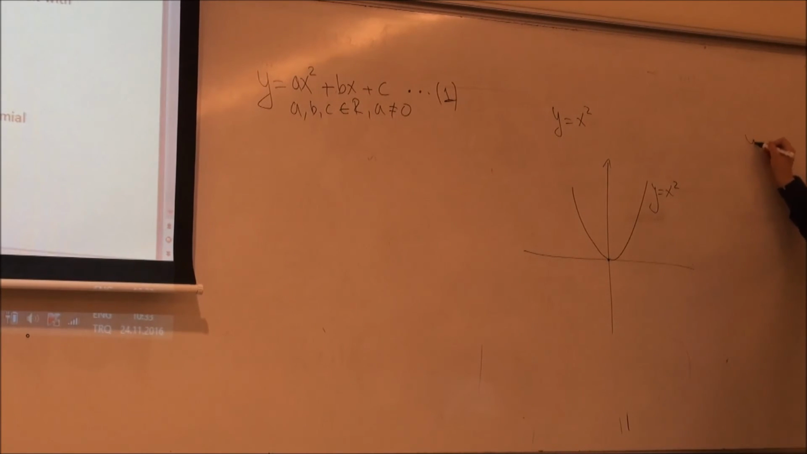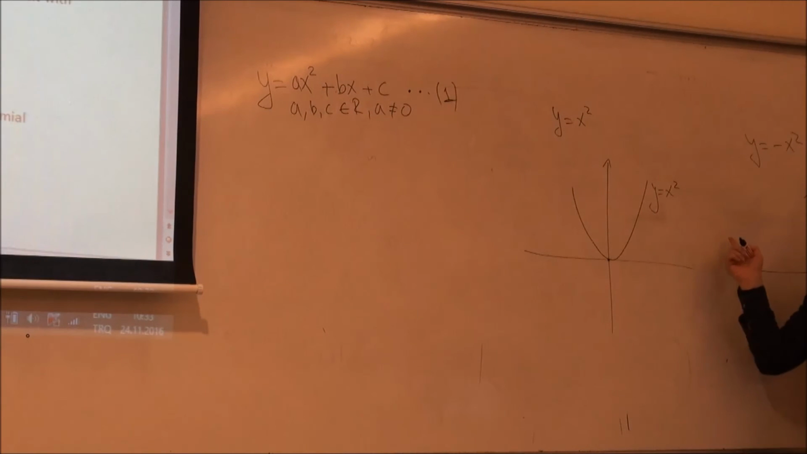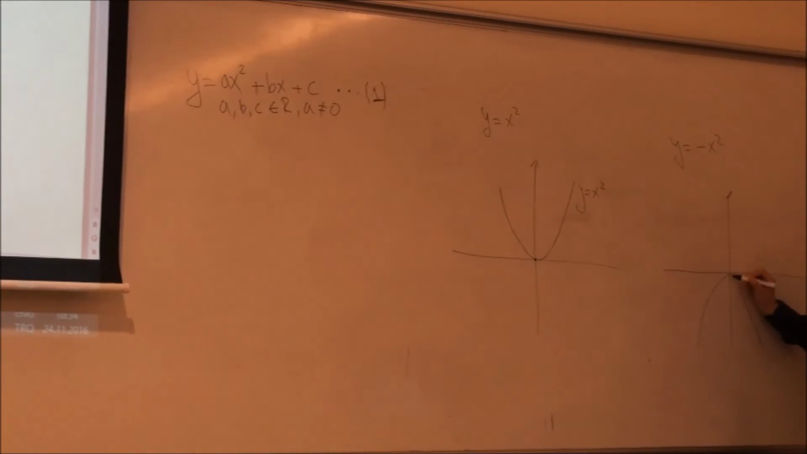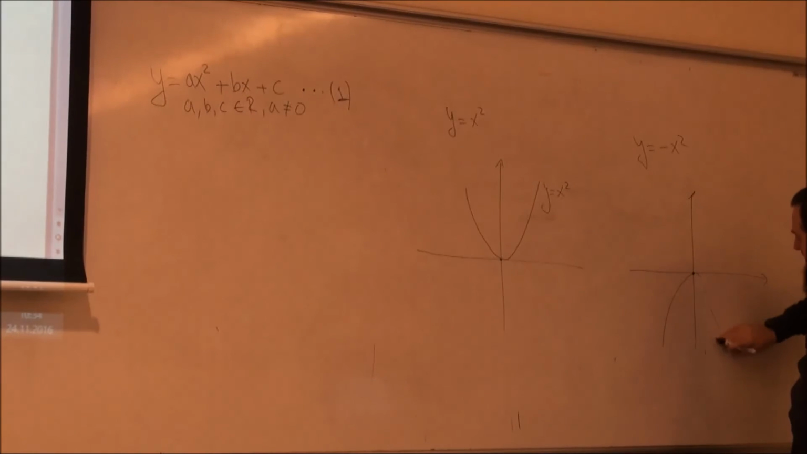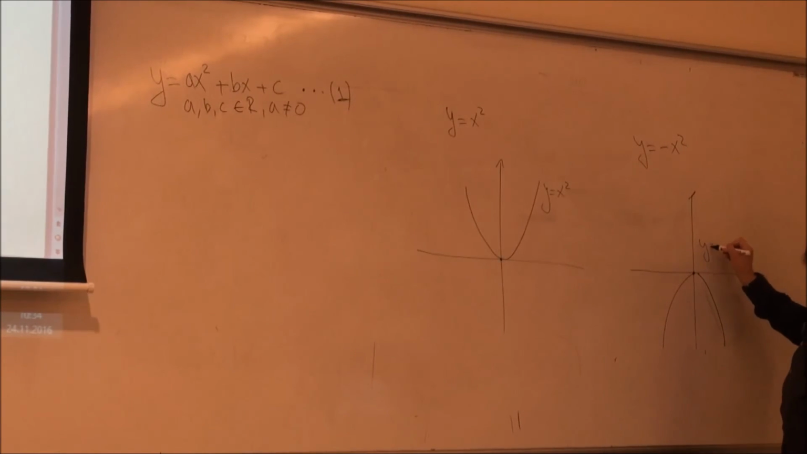But let's draw another parabola like this. So what's going to be the difference between this parabola and the other one? Yeah, it will be turned upside down. I'm not a good writer, so this is not a curve, this is a parabola. So this is y is equal to minus x squared.